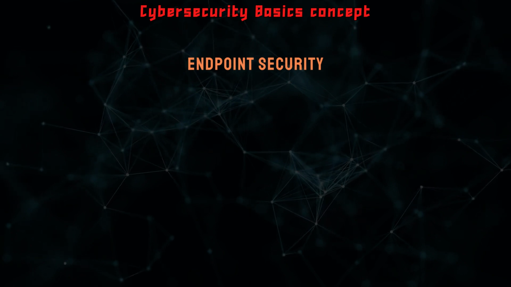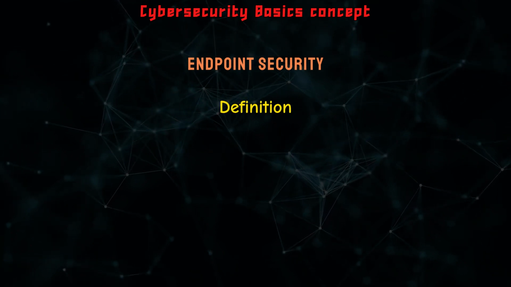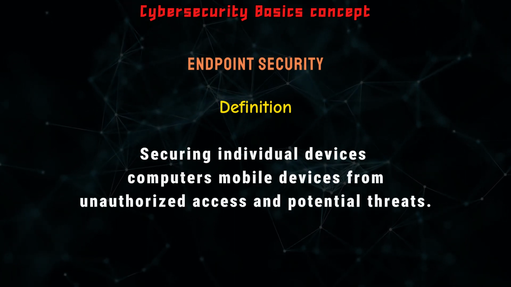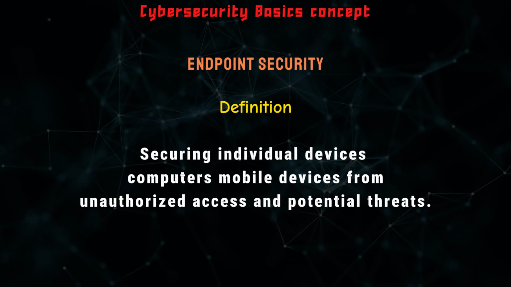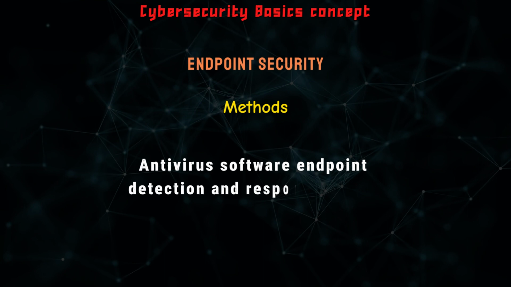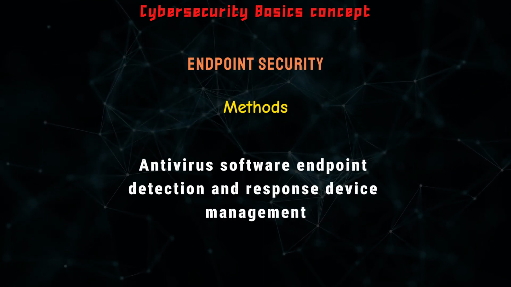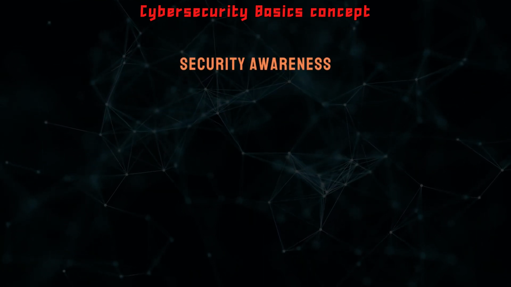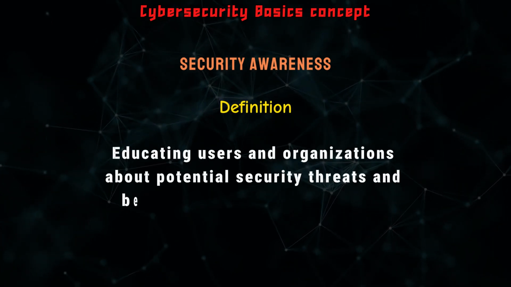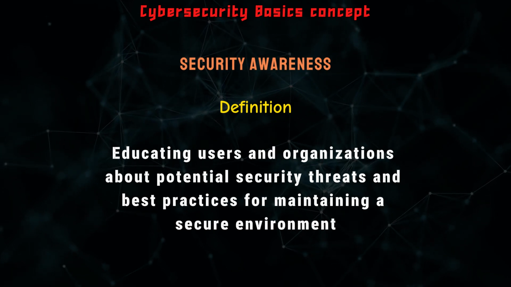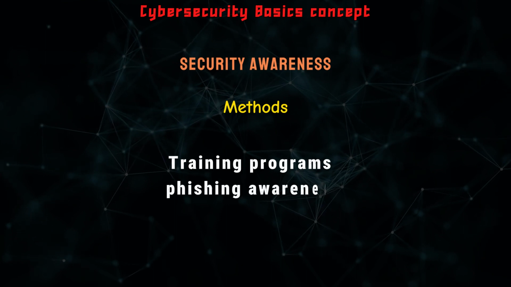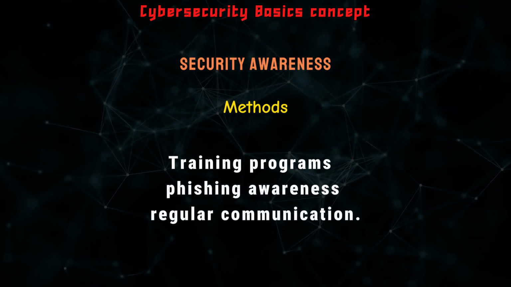Endpoint security. Definition: securing individual devices, such as computers and mobile devices, from unauthorized access and potential threats. Methods: antivirus software, endpoint detection and response, device management. Security awareness. Definition: educating users and organizations about potential security threats and best practices for maintaining a secure environment. Methods: training programs, phishing awareness, regular communication.